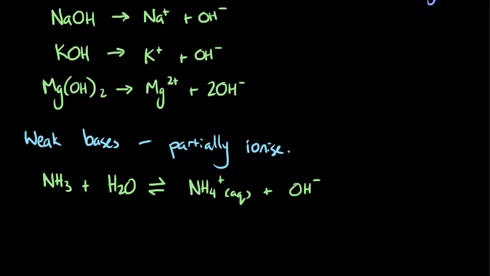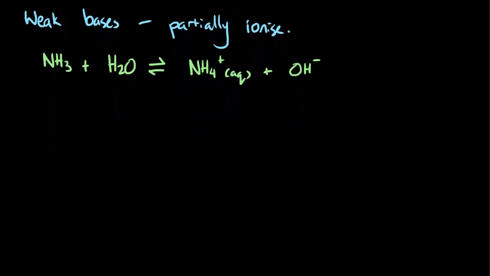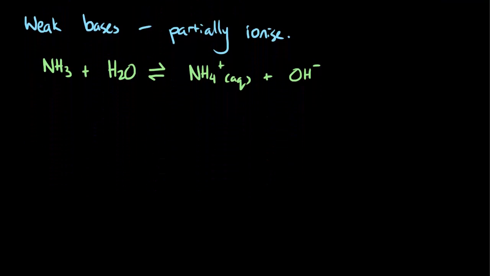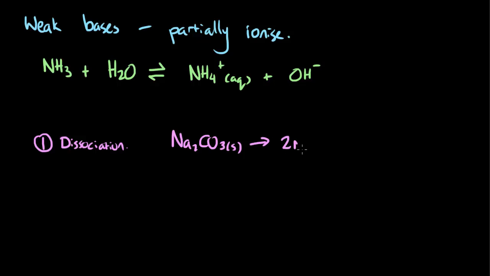A second example that you need to know for weak bases is the carbonate ion. When you dissolve a substance like sodium carbonate in water, there's actually two steps that happen. The first step is dissociation. So when you dissolve Na2CO3 solid in water, it produces sodium ions plus carbonate ions.